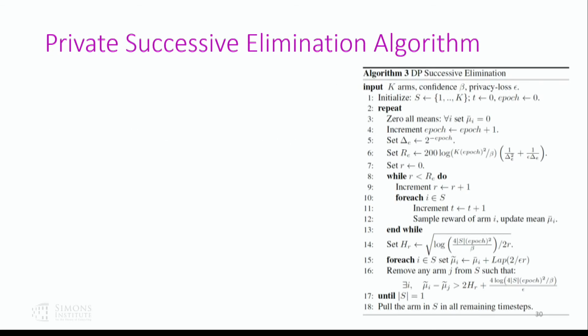So the algorithm is simple enough that it fits into a slide. It may not look so simple immediately, but it is very, very simple. All arms start as viable. I am zeroing out the mean. I'm setting my epoch accordingly, pulling all arms, setting the Hoeffding bound, and then I basically build a private histogram. Look at the private histogram, see which arms are eliminated, remove them all, and continue to the next epoch.